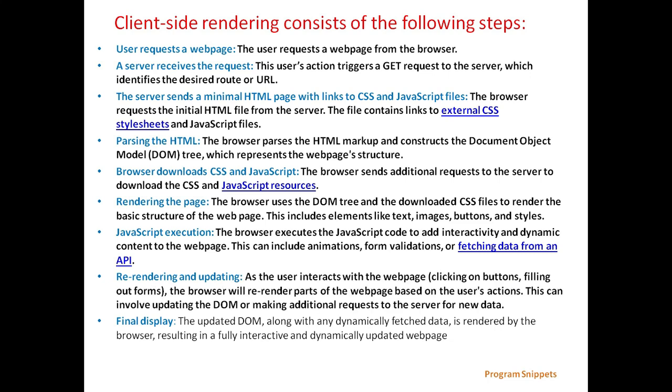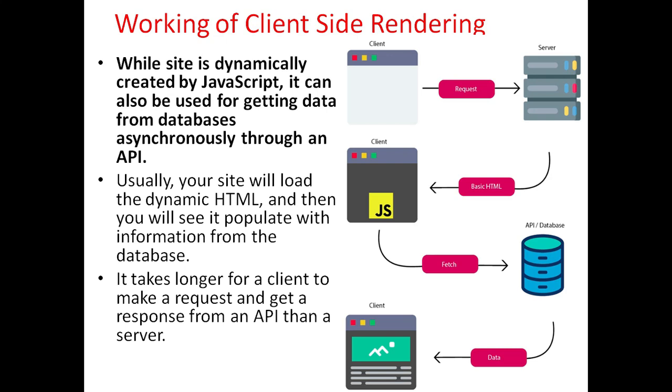As the user interacts with the web page, like by clicking a button or filling a form, the browser will re-render parts of the web page based on the user's action. This can involve updating the DOM or making additional requests to the server for new data. The updated DOM, along with any dynamically fetched data, is rendered by the browser, which results in a fully interactive and dynamically updated web page. Working of client-side rendering is as follows.